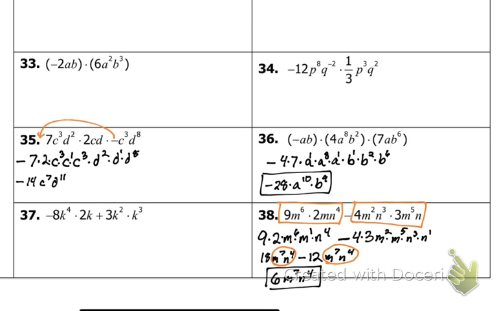Okay, so we have a negative out front. We have a 12. That's going to go with the number 1/3. Okay, I have p to the 8th. What's p to the 8th going to be paired with? P to the 3rd. And then we have q to the negative 2. What does q to the negative 2 pair with? Q squared.